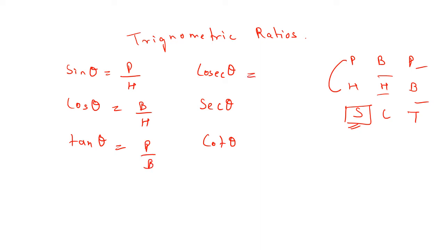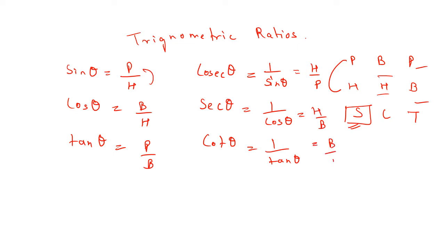As I mentioned earlier, cosec is just the reciprocal of sine. Sec theta is the reciprocal of cos theta, and cot theta is the reciprocal of tan theta. So just take the reciprocals: hypotenuse upon perpendicular, hypotenuse upon base, base upon perpendicular. Alright, I hope it is clear now.